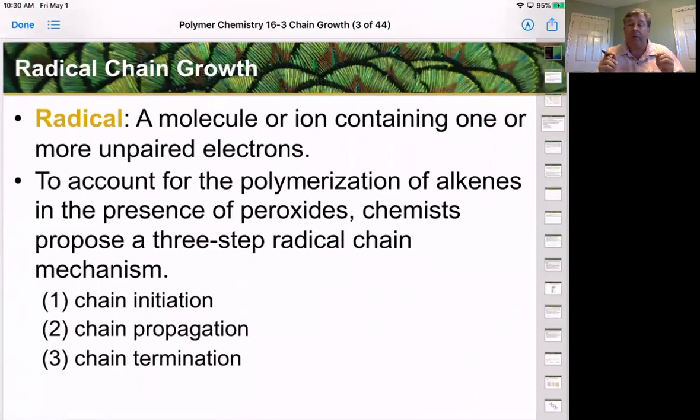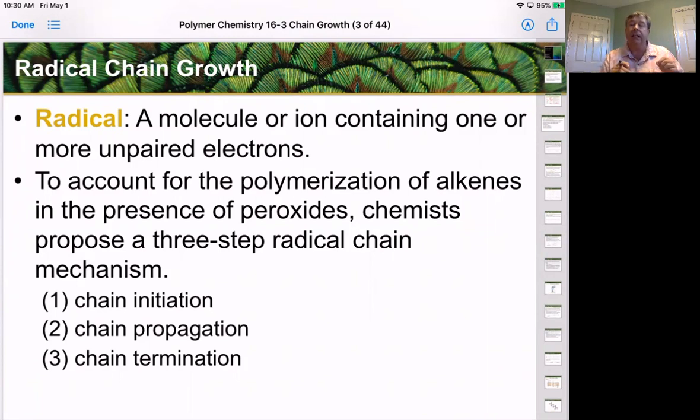It's called the radical. In all the reactions up to now, we've taken 2 electrons and either created an anion or created a cation, or the 2 electrons created a sigma bond. In the case of these radical chain growth polymerizations, we actually are dealing with a single electron that adds to another system, and therefore this is really, really different than anything we've done before.